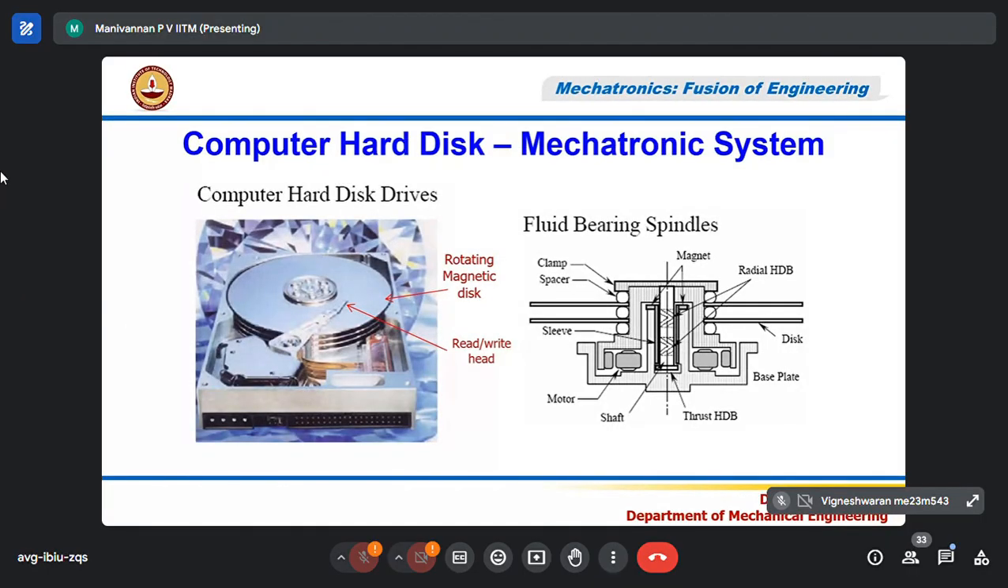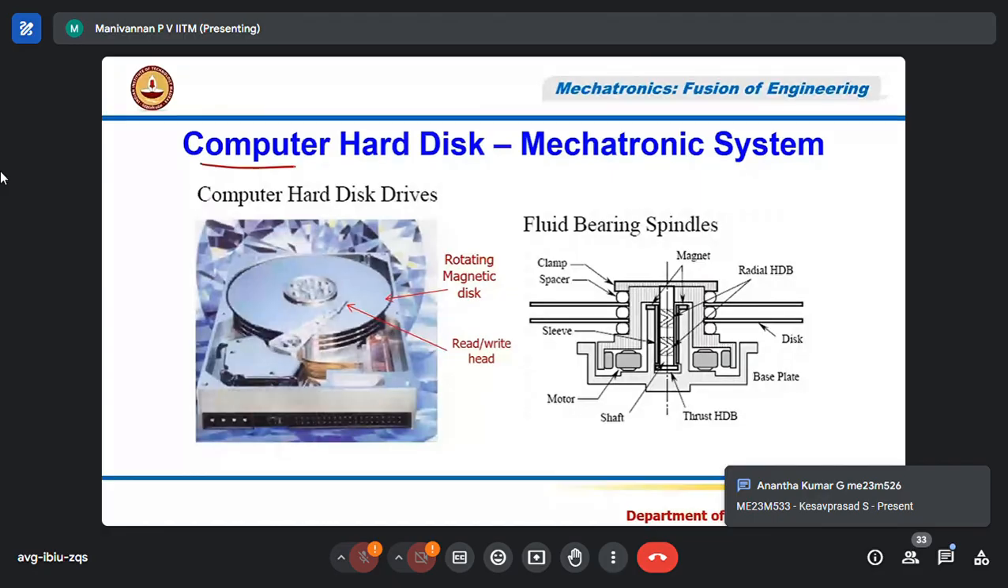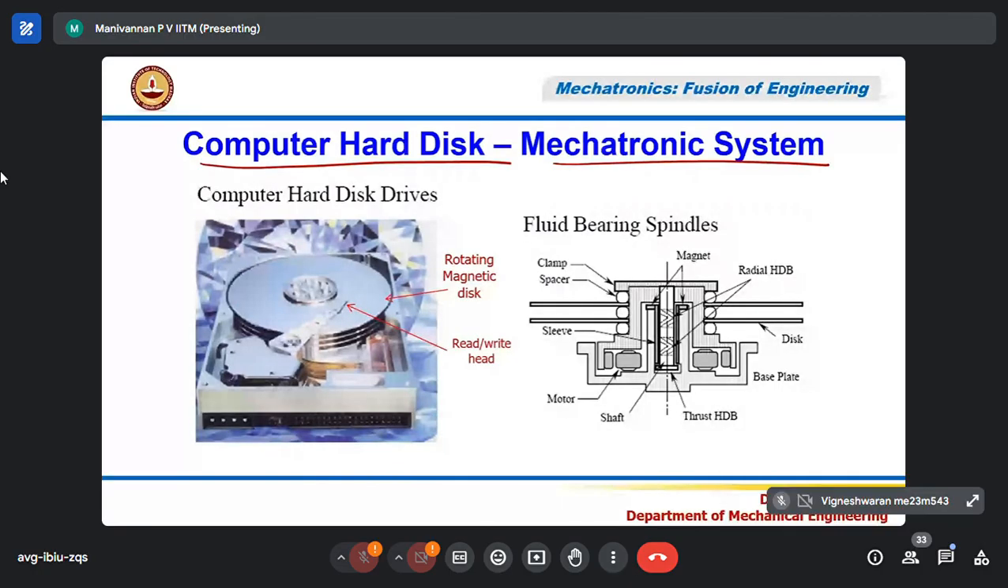Another example can be the hard disk, because we can see many examples. One example is the computer hard disk. The computer hard disk is also called a mechatronic device. If you open your hard disk top cover, you will see the internal parts. You can see there is a central shaft, and below that there is a motor.